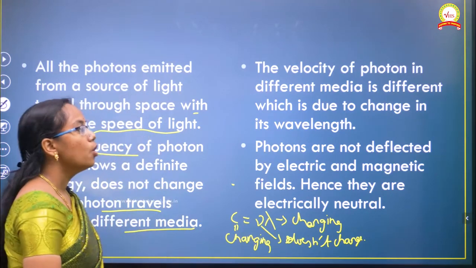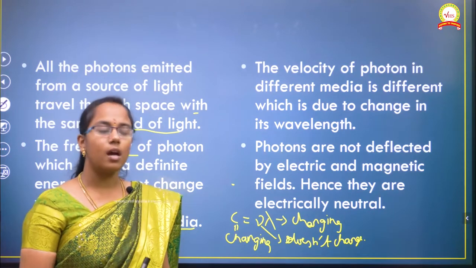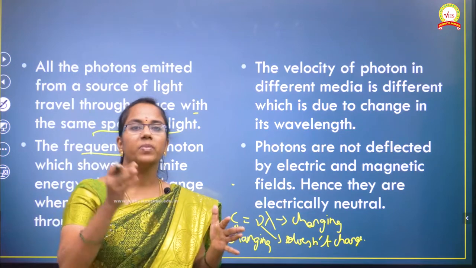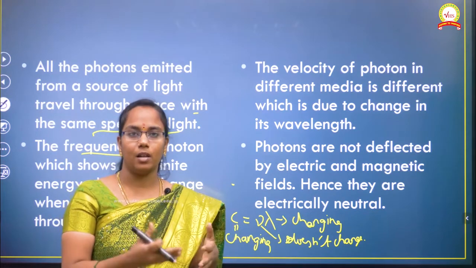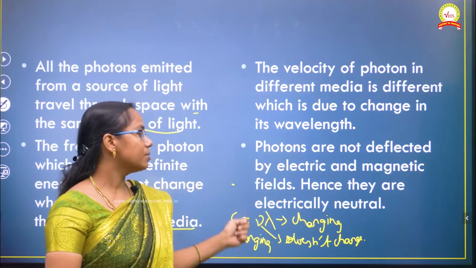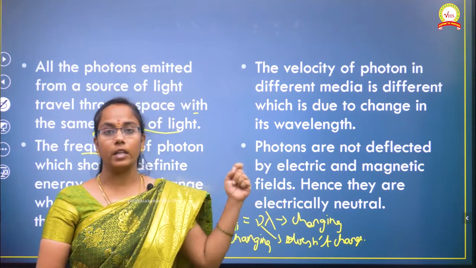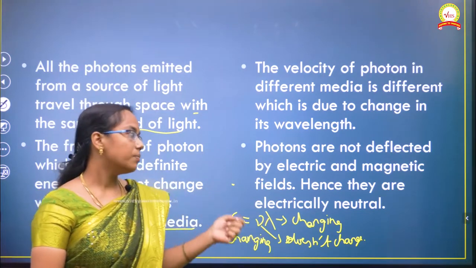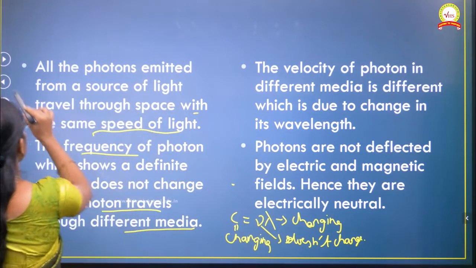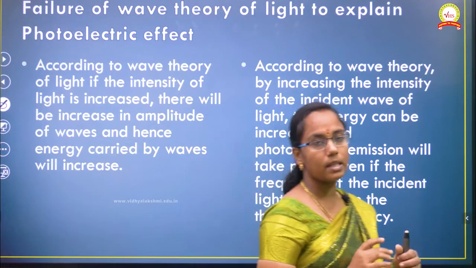And the next point, photons are not deflected by electric and magnetic fields, hence they are electrically neutral, okay. We have seen electric fields can deflect electrons and magnetic fields can deflect charges, right. Similarly, but here photons are not getting deflected either by electric or magnetic fields, meaning they are neutral, photons are neutral in general, okay. So those are the properties.